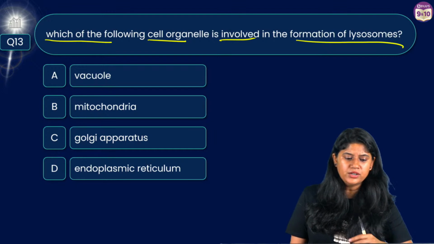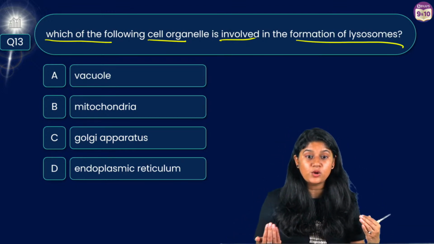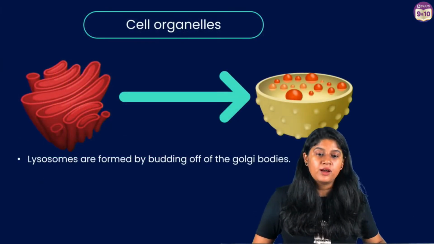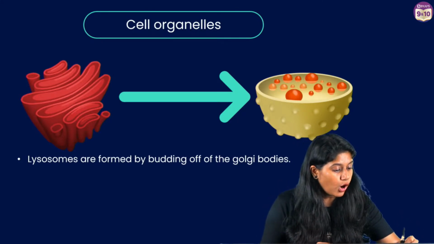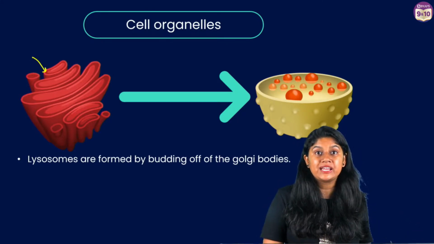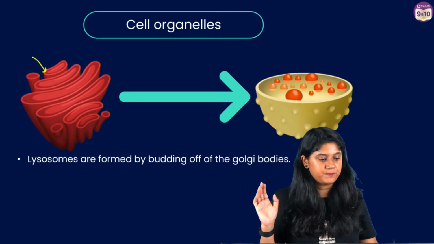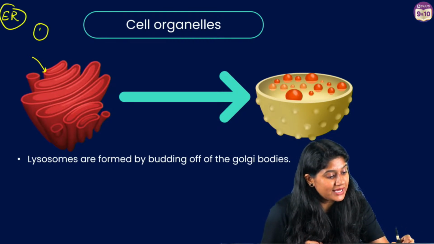Very good, very good. Which of these cell organelles is involved in the formation of lysosomes? Easy. It's Golgi apparatus. It's such an easy question. We have mastered this particular topic, right? So we know that Golgi apparatus will actually help in the formation of the lysosomes. But ER is the one that will be making the proteins, right?